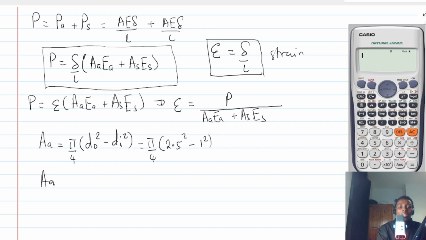Let's pick our calculators and compute this area. So it's going to be pi divided by 4 multiplied by 2.5 squared minus 1.0 squared.